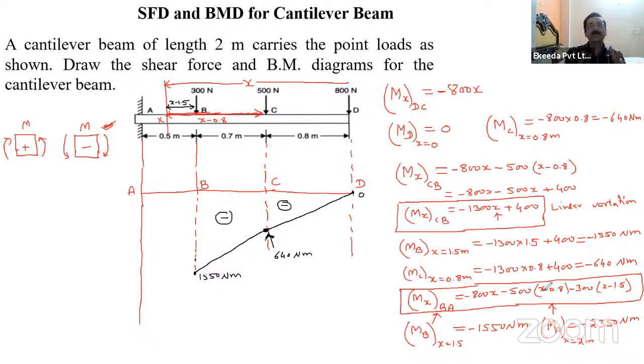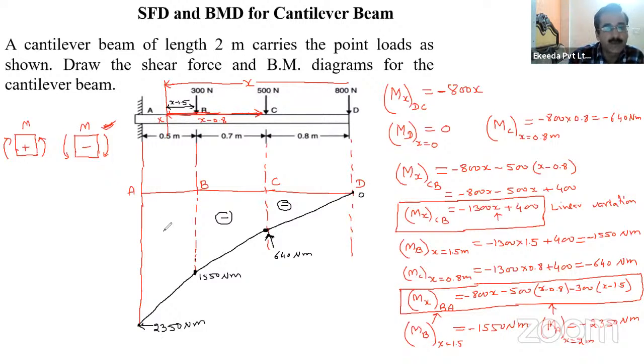The x term means y is equal to mx plus c, linear variation. If an x square term is there, this is a parabolic variation. If there is no x term, it means a straight line, no variation, right? But there is a linear variation from 1550 to 2350. Suppose this is the point of 2350 Newton meter. And make a straight line out of it, right?